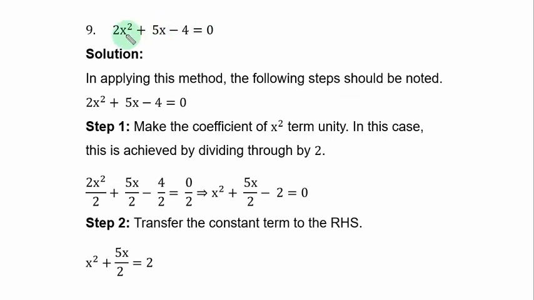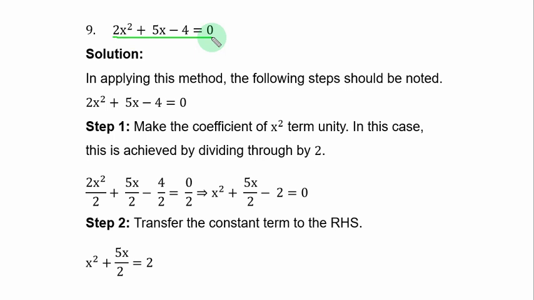You have 2s squared plus 5s minus 4 equal to 0. In applying this method, the following steps should be noted. Here we are looking at two things. The equation has two sides, so we have to rearrange it so that one side is a perfect square and the other side a number. To achieve that, we have a number of steps that we are going to follow.